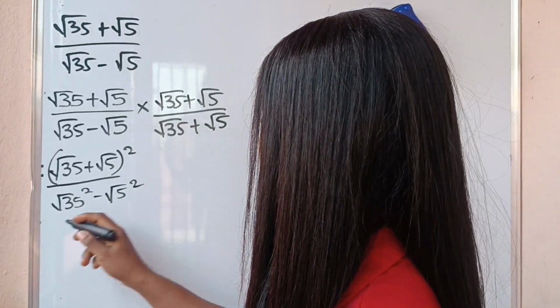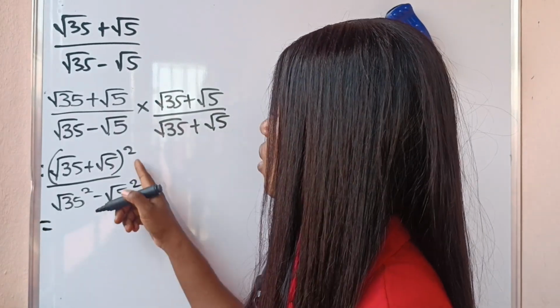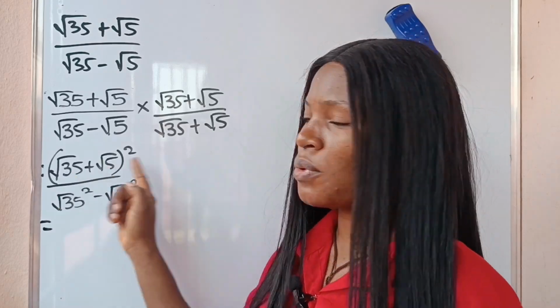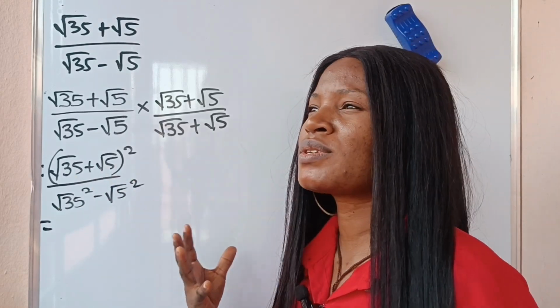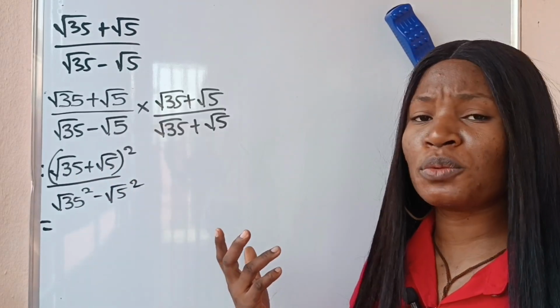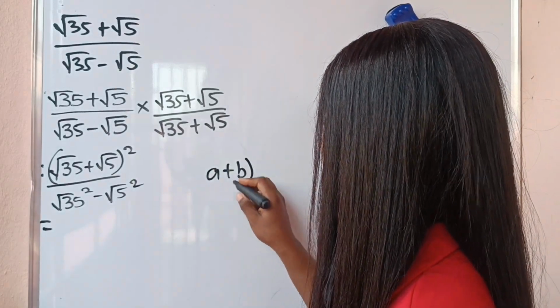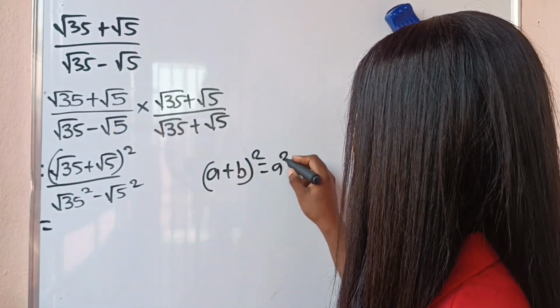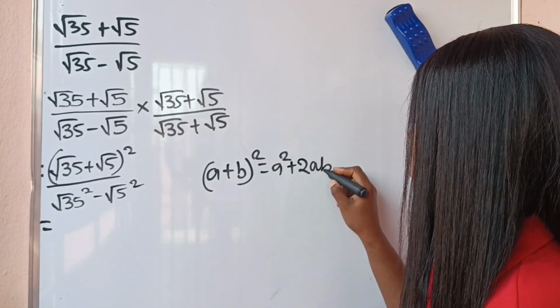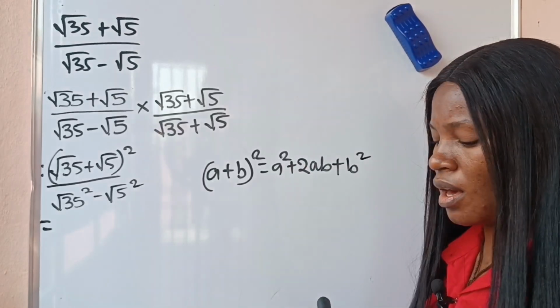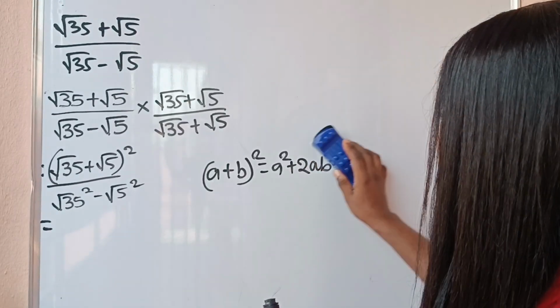Now this is equal to, now I want us to use a different approach to solve the numerator. Let's make use of the algebra identity, the one that states that (a plus b) squared is equal to a squared plus 2ab plus b squared. Let's use this one and solve very fast.